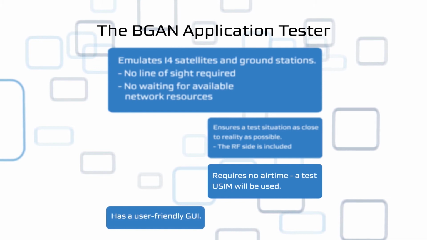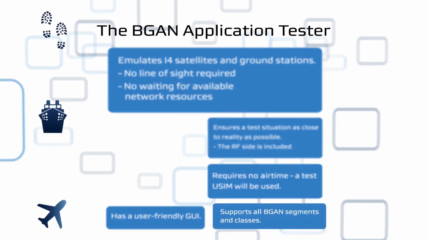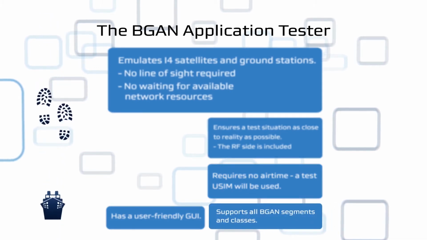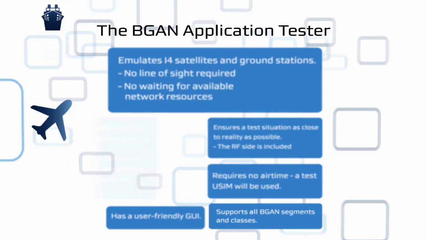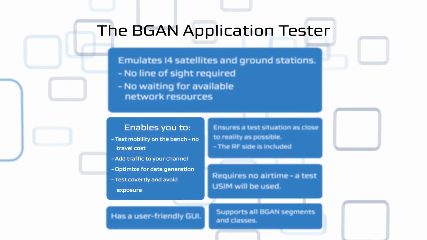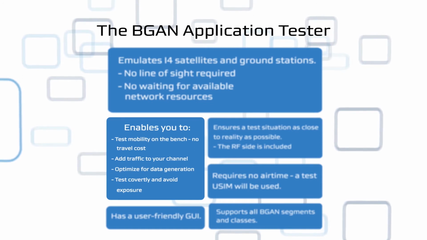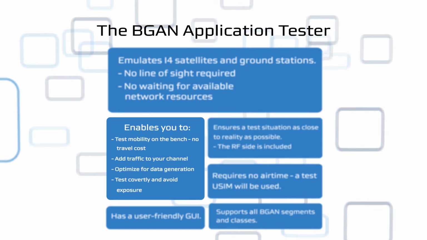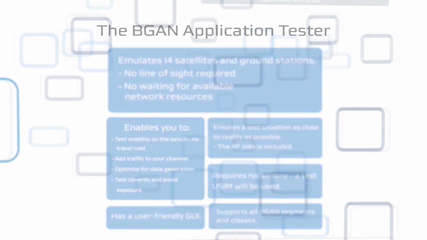It has a user-friendly GUI, and it supports all BGAN segments and classes: land, maritime, and aeronautical. It enables you to test mobility on the bench and thereby save travel costs. You can add traffic to your channel so you can test how your application copes with low bandwidth and longer response time. You can optimize your BGAN application for data generation and document it. And you will be able to test covertly and avoid exposure.